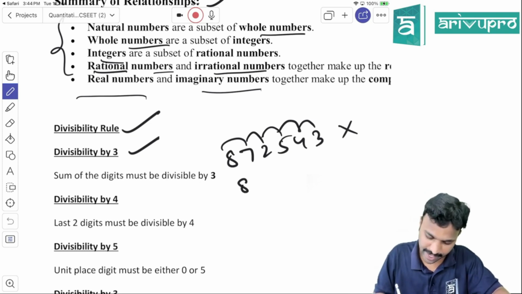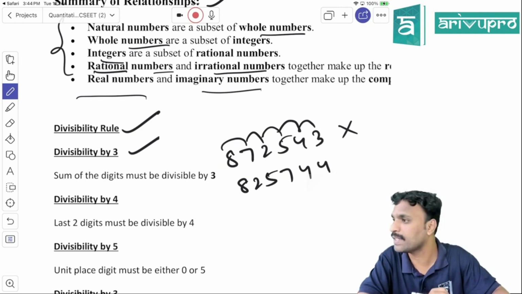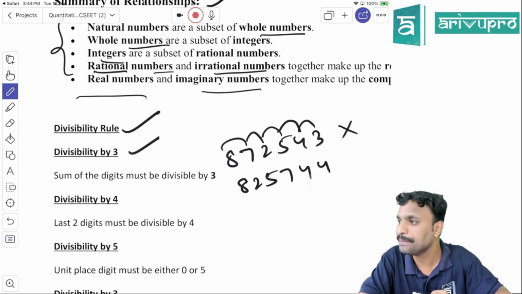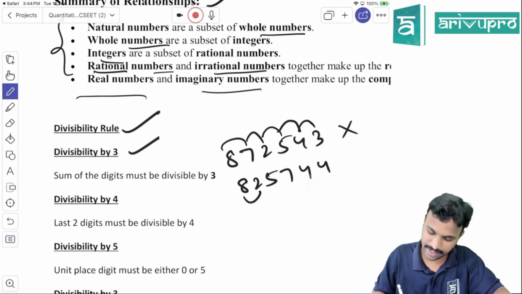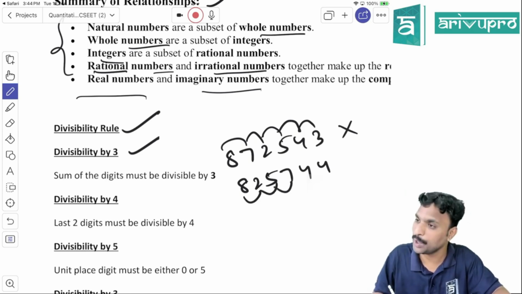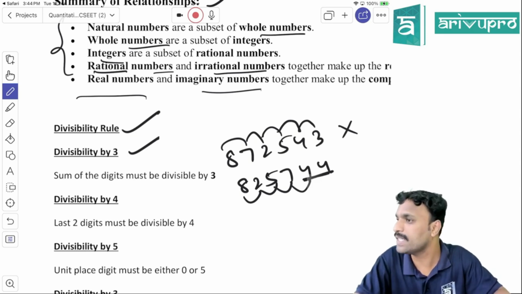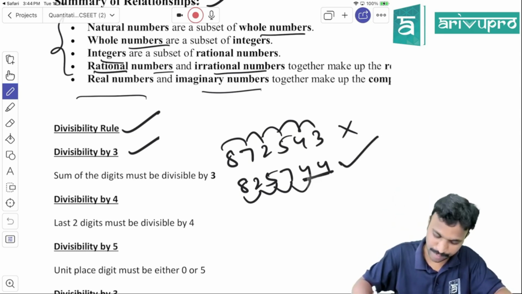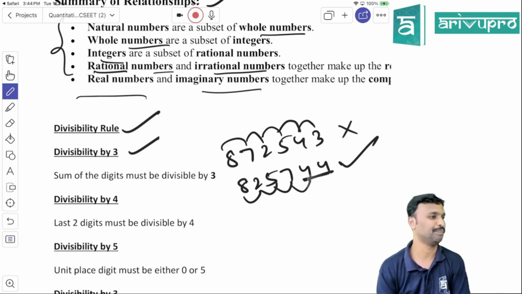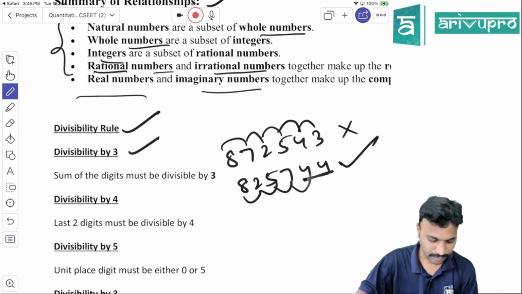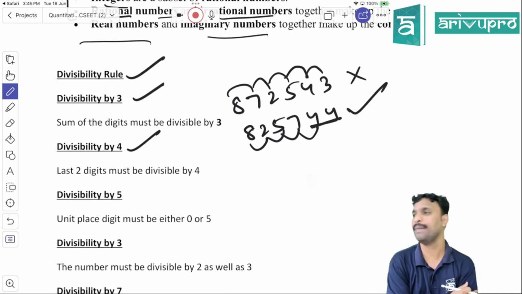Suppose it is 825744, let's say. Is it divisible by 3? Check. 10, 15, 22, 22 plus 8, 30. 30, is it divisible by 3? Yes. So this number is divisible by 3. Clear? Moving on, divisibility by 4.